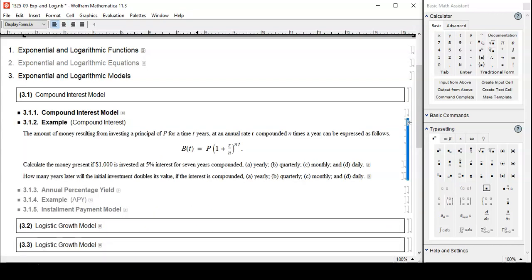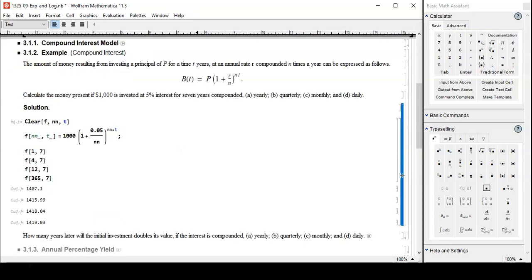Let's see. Let's do an example problem. The amount of money resulting from investing a principal P for time t years at an annual interest rate r compounded n times a year can be expressed as follows. All right. Okay, $1,000 is invested at 5% interest rate for 7 years compounded once a year, 4 times a year, 12 times a year, and then daily, 365 times a year. So n values are 1, 4, 12, and 365. All right, same formula, different n values, and run your computation.